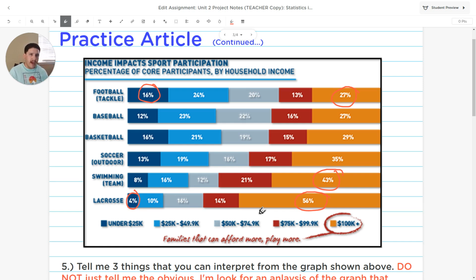It's stuff that you would type out and tell me, because it is something significant to notice. Simply stating that 56% of 100K plus income families play lacrosse, that's not enough. I need you to add more analysis, add more context to the graphs and the conclusions that you can get from analyzing the graph.